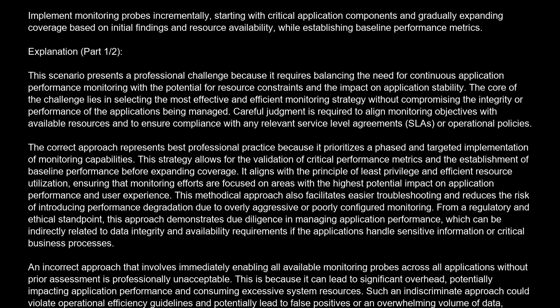An incorrect approach that involves immediately enabling all available monitoring probes across all applications without prior assessment is professionally unacceptable. This is because it can lead to significant overhead, potentially impacting application performance and consuming excessive system resources. Such an indiscriminate approach could violate operational efficiency guidelines and potentially lead to false positives or an overwhelming volume of data, hindering effective analysis and response.